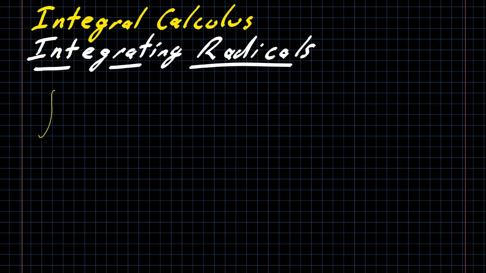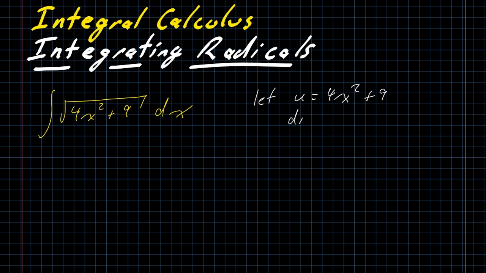Here I have the integral of the square root of 4x squared plus 9 dx. The first thing that you want to try whenever you're dealing with something like this is a u substitution. I would try to let u be the stuff inside the radical. In this case, that would be 4x squared plus 9. And then by doing that, I get that du is going to be 8x dx.